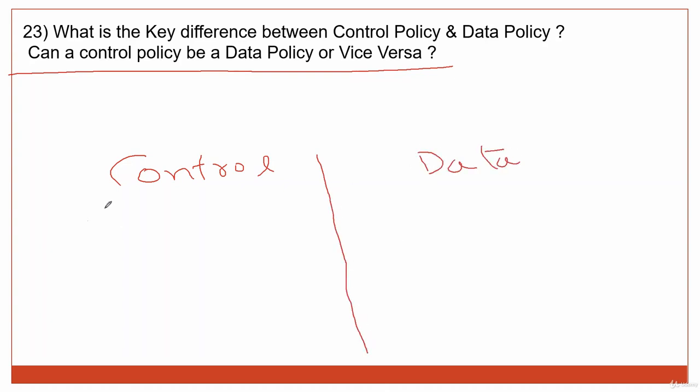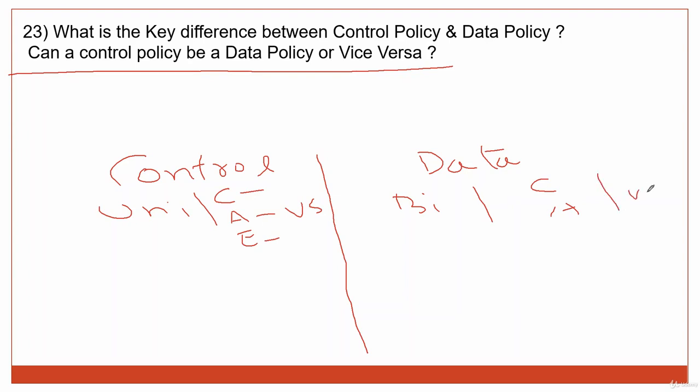Now control policy is, first of all, unidirectional. Data policy is bidirectional. For control policy, CAE, configure, apply, and execution will happen at the level of vSmart. But for data policy, CA will happen at the level of vSmart, while the execution will happen at the level of vEdge. The third difference is that these data policies will be downloaded by vEdge devices, while they reside at the level of vSmart. So these are the basic three differences between the control policy and data policy.